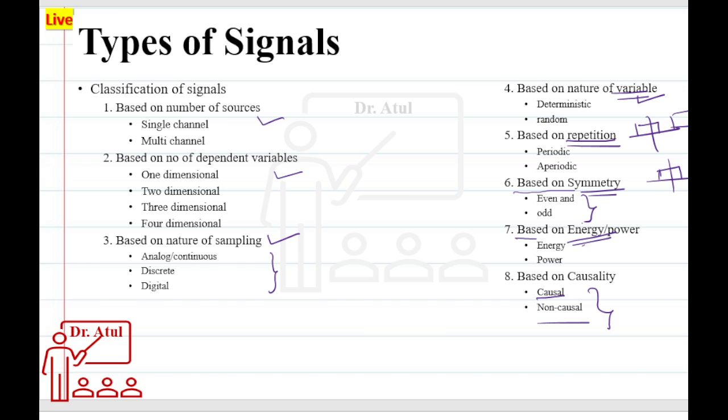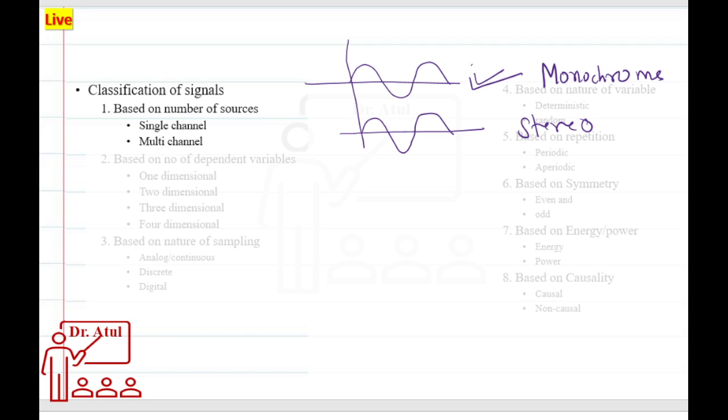Based on energy and power, we check whether the signal is an energy signal or a power signal, and how to identify which, will be studied in this lecture. And lastly, we will divide the signal based on causality. Causality means the origin of the signal. Here, dependence on the future is checked, whether it depends on the future or not. So we will also study whether the signal is causal or non-causal. Okay, very good. So let us move further.